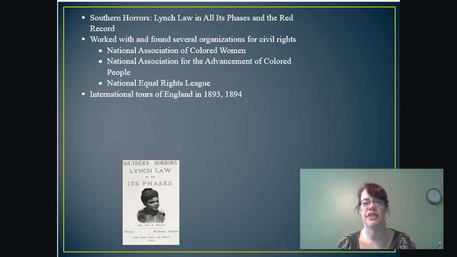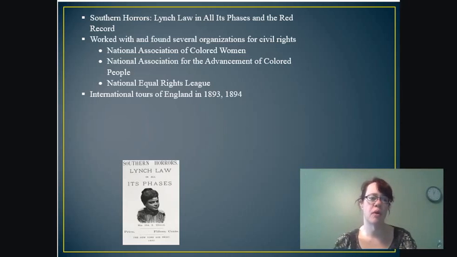And she worked with and founded several organizations for civil rights: the National Association of Colored Women, the National Association for the Advancement of Colored People, or the NAACP, and the NAS. She worked with the National Equal Rights League to advocate for the woman's right to vote. So she does focus on lynching, but I think that's because at the time she really felt like that was the greatest danger to African Americans.